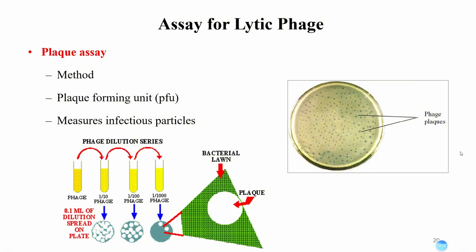This is a very smart method because the viral particle is so small, it's on the nanometer level. We cannot see it with a light microscope, and it's not easy to count with an electron microscope. But with this method, the plaque forming unit assay, we can actually count the actual number of viral particles. Okay, so it's a very useful assay for the lytic phage.